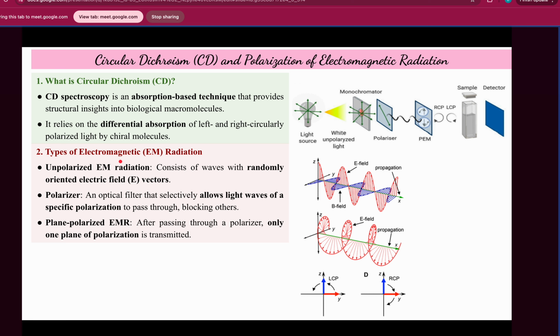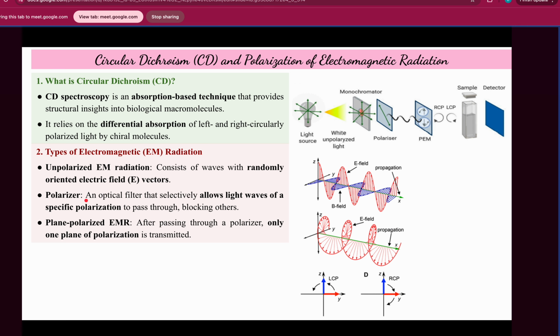First of all, let's talk about the types of EM radiation. First, there is unpolarized EM radiation, which means the wave is composed of randomly oriented electric field vectors. As we know, in an EM wave we have both the electric field as well as the magnetic field, and this is the propagation. So light is passing in all these directions, and there is no proper plane of this light. These vectors are randomly oriented.